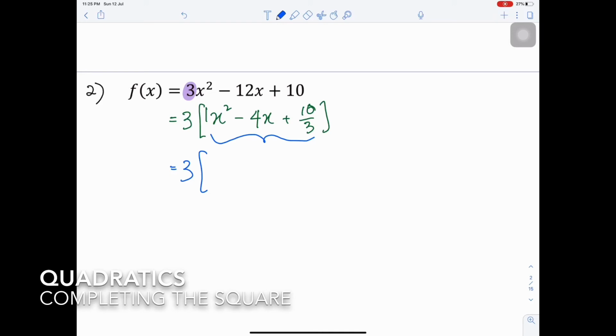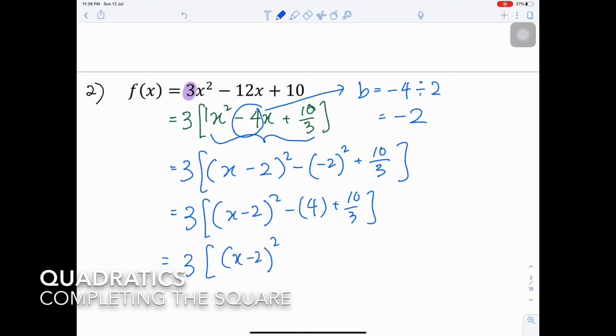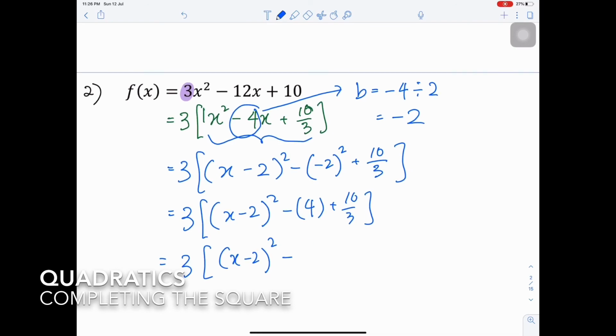As you can see, the value of b is negative 4, so divide by 2, and you get negative 2. So again, straight away, x minus 2 squared, minus bracket negative 2 squared, and then plus 10 over 3. Just like that, and then simplify in the bracket. So it equals 3 bracket, x minus 2 squared remains, and then minus 4 plus 10 over 3. By using the calculator, you get negative 4 plus 10 over 3 equals negative 2 over 3.